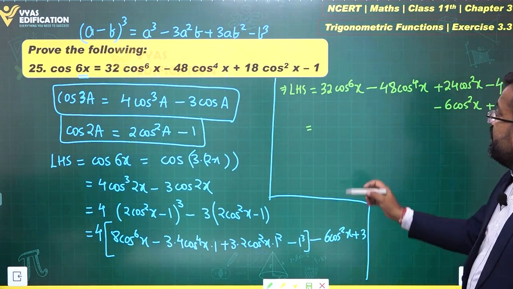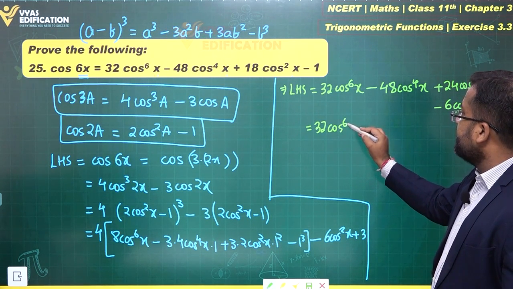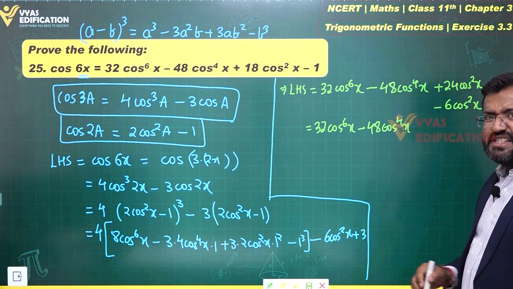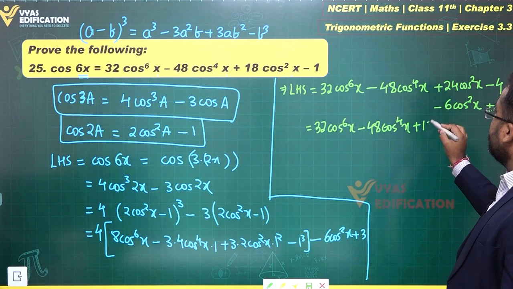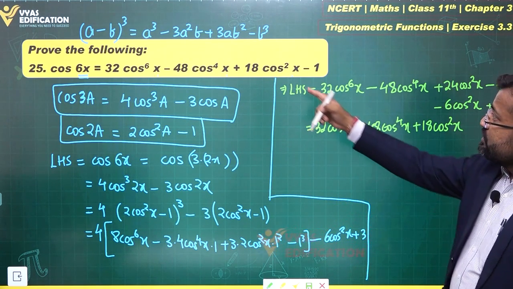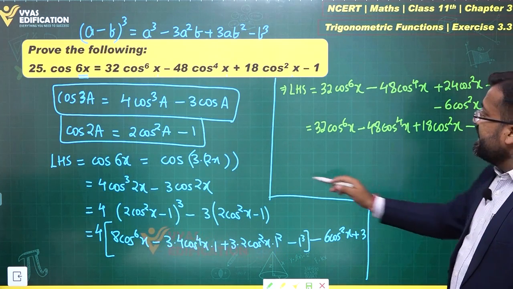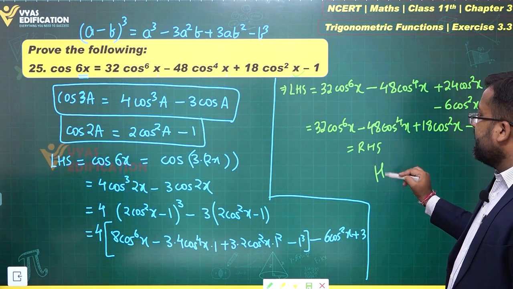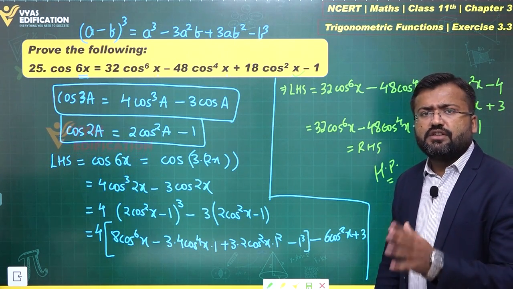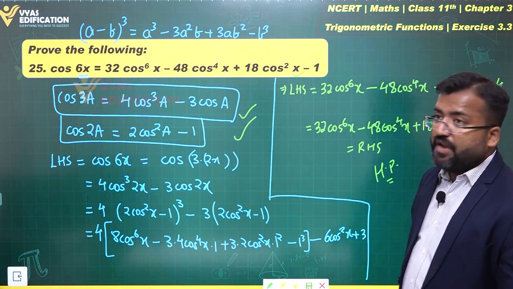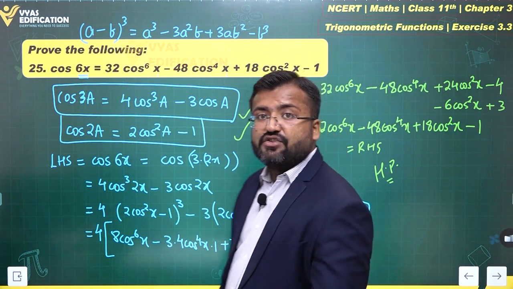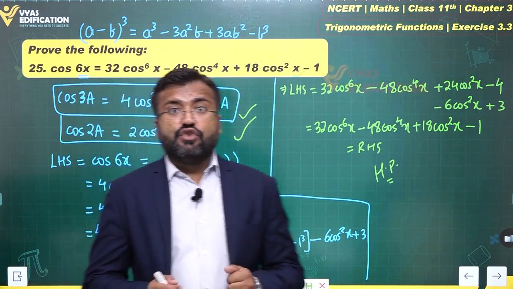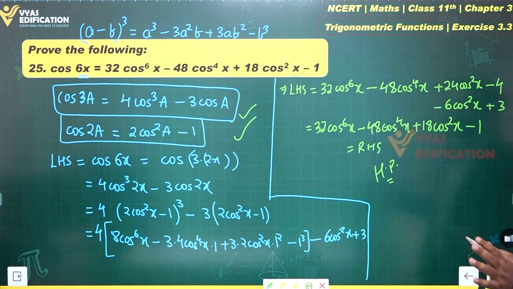As you can see, this is 32 cos power 6x minus 48 cos power 4x. This is plus 24 minus 6, which is plus 18 cos square x. Do you see? This is also matching. Minus 4 plus 3 is minus 1. Yes, this is the LHS which has been simplified and we have obtained it equal to RHS. Is that all? That is all for this. So we have used these two results one by one and obtained the required answer, as you can clearly observe behind me. Yes, that is all that we have to do in this question. Let me get aside and you can take a look at the solution.